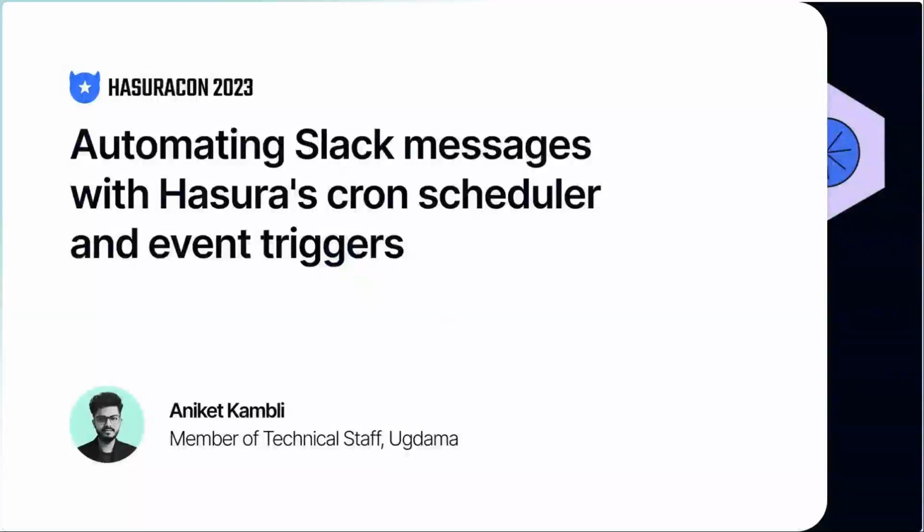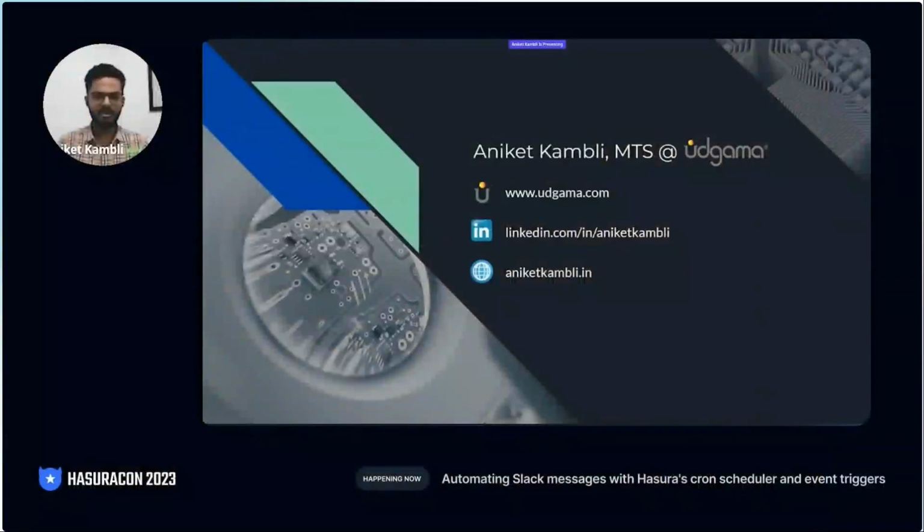My name is Aniket Kambli, and I'm currently working at Udgama as a member of technical staff. So I'm currently working as a full stack developer. On front end, I work on React, and on back end, I work on Hasura specifically and on AWS.